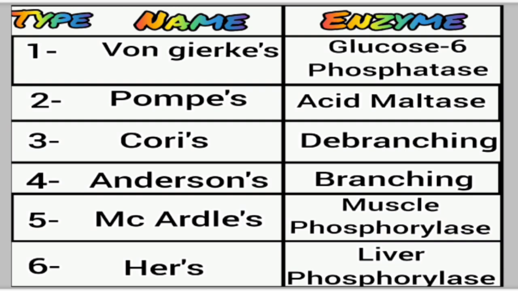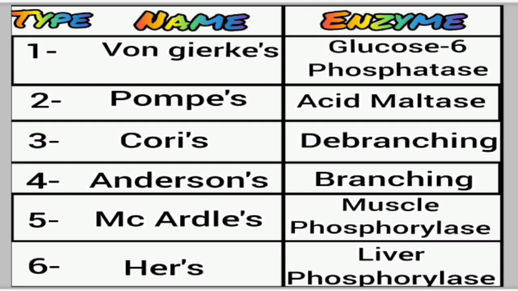Fifth one is McArdle's disease. The enzyme deficient is muscle phosphorylase. Sixth is Hers' disease. The enzyme deficient is liver phosphorylase. There are two more, that is 7 and 8. 7 is also known as Tarui's disease, and 8 does not have a name, but we have to know the enzyme deficient in those. So with the Picmonics and mnemonics, we will be learning the enzyme deficient in them also.